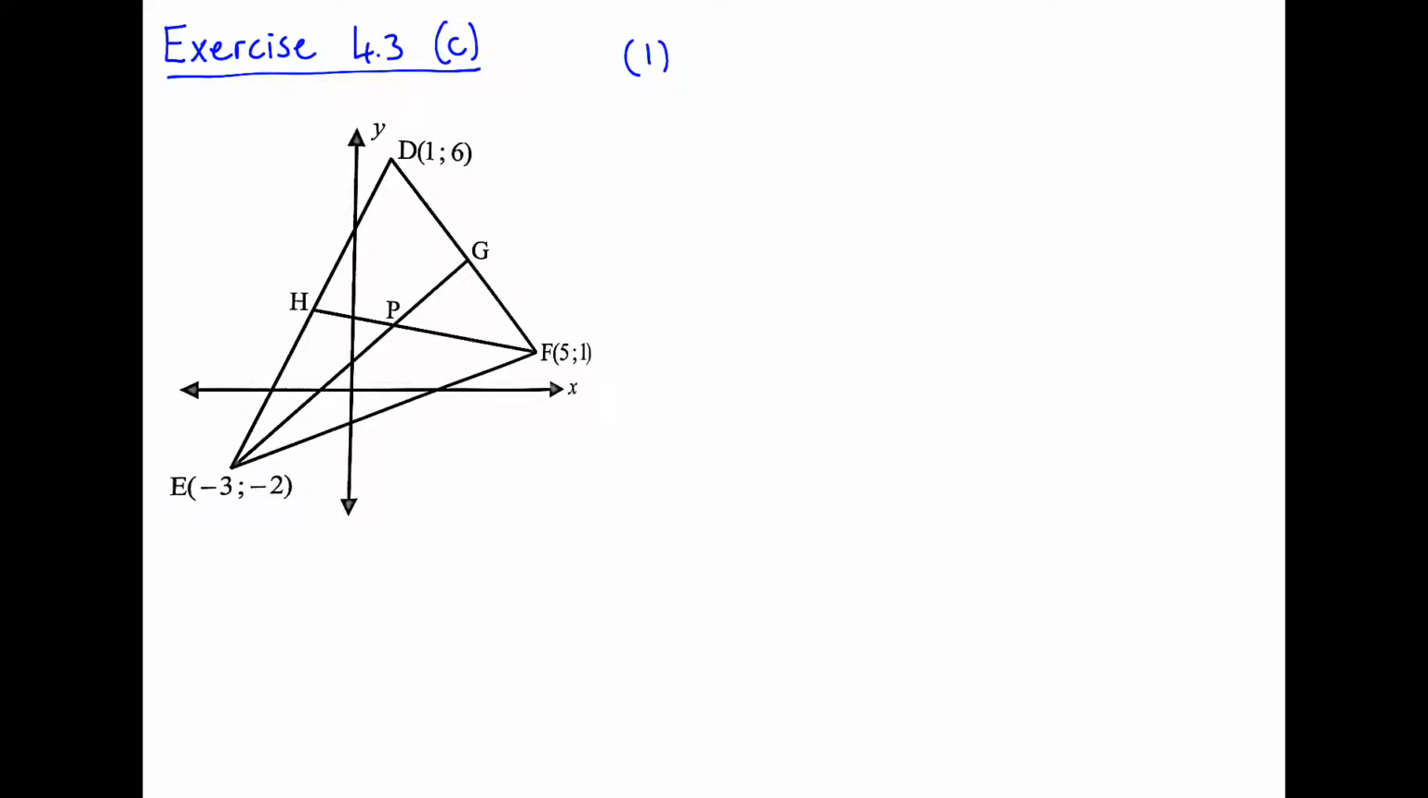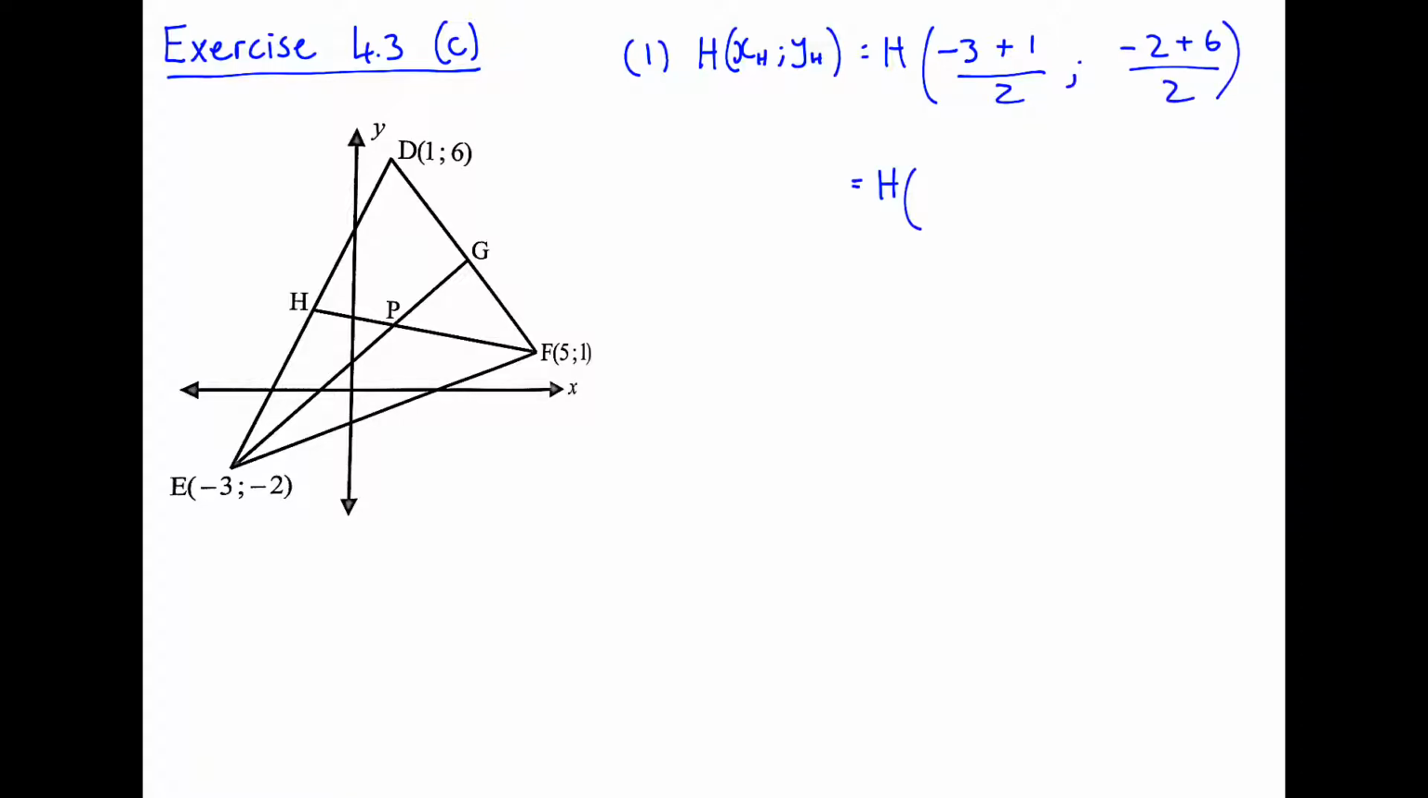Okay, question 1 is determine the coordinates of the midpoints H and G of DE and DF respectively. Right, so the coordinates of H are equal to the sum of the other two x values of H and D, E and D, so that'll be minus 3 plus 1 over 2, and minus 2 plus 6 for the y values, also over 2, which simplifies to negative 3 plus 1 is negative 2, divided by 2 is negative 1, and the y value is positive 4 over 2, which is positive 2. All right, and then always write the coordinates on your diagram, so minus 1 and 2.